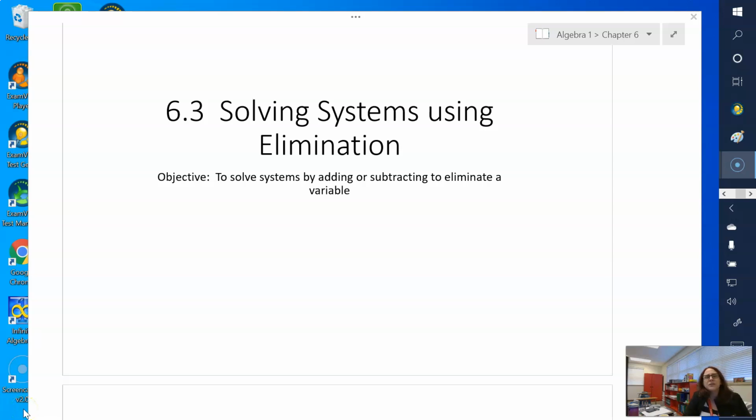Everybody, this is Mrs. Snook with 6.3, Solving Systems Using Elimination. And this is going to be our third way to solve systems. And we can do that by adding or subtracting the equations to remove or eliminate one of our variables.